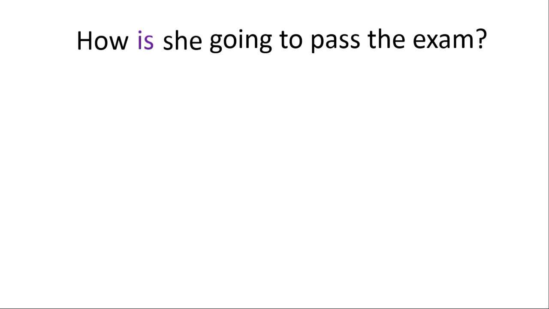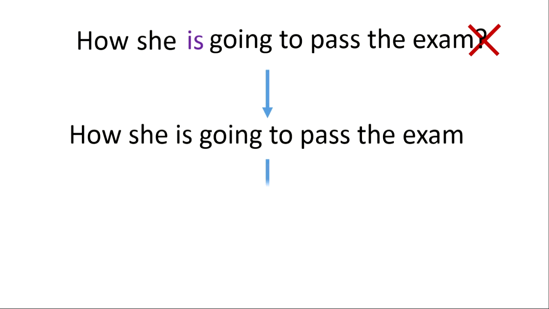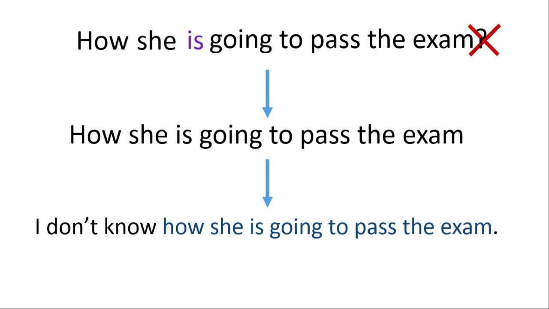Let's do it again, but this time I'm going to use it in a different position in the final sentence. As I said, we remove the question mark and we swap the subject and auxiliary verbs positions. And then we make our noun clause, and in the final sentence, as you can see, the question has turned into a noun clause and it is used as the object of the verb know. So I don't know how she's going to pass the exam.